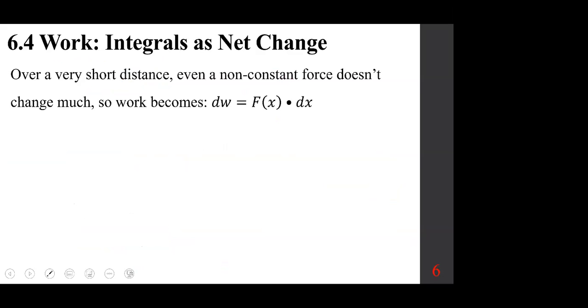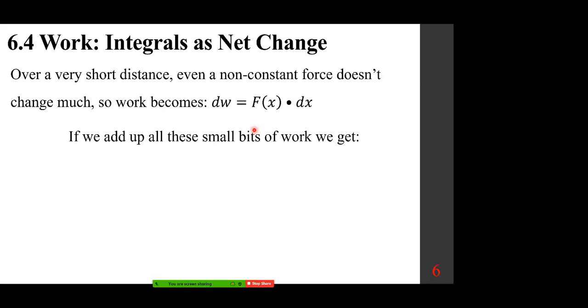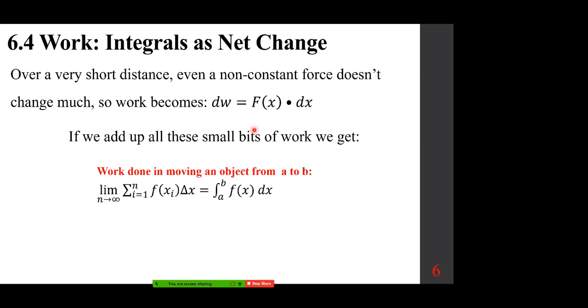Now what happens is that over a short distance, if we have a small distance, even if the force is not constant, we can assume it's constant, just like what we did with the area and the volume. So an increment of work will be capital F of x times dx. I hope everybody remembers the concept from the area and the volume. If we add them up, it gives us the Riemann sum, and it becomes the integral from a to b of f of x dx. And that's how work is calculated, where this function is the force function.